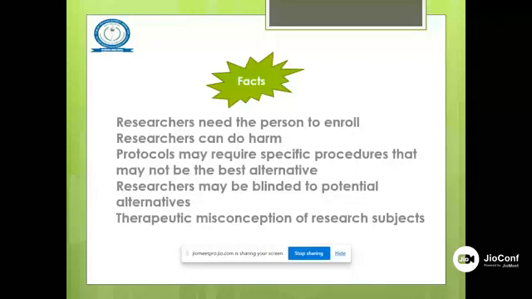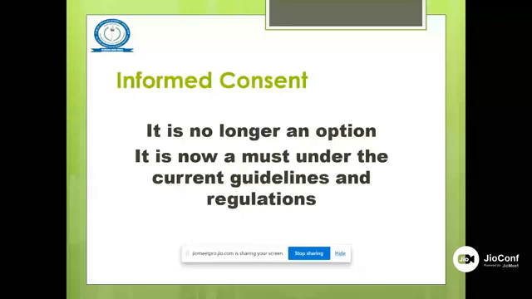For example, if you are taking two different groups of treatment, maybe each one of them individually does not have the same effect, or maybe one is having a detrimental effect also. So researchers may be blinded to potential alternatives, and there is a certain therapeutic misconception among research subjects. So all these facts must be known to the subjects that are going to be a part of your research. So informed consent is no longer an option, and it is now a must under the current guidelines and regulations.